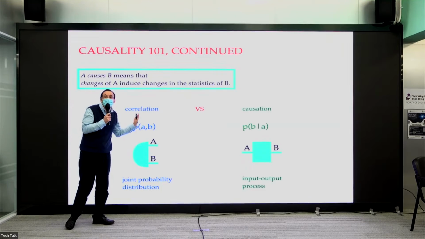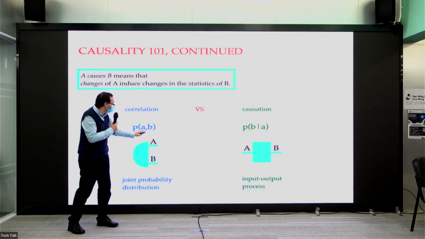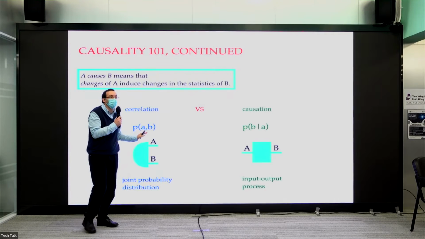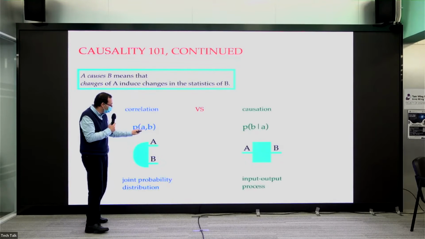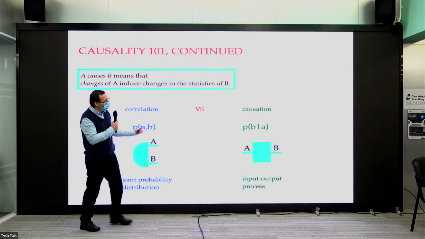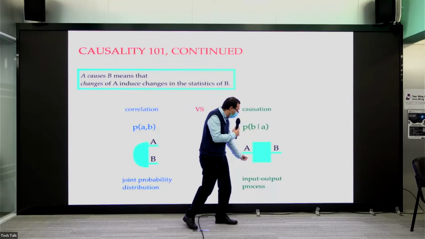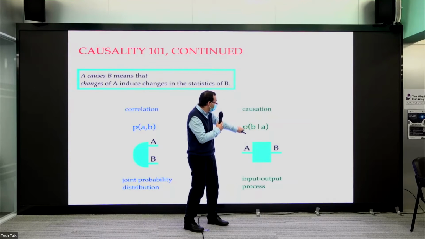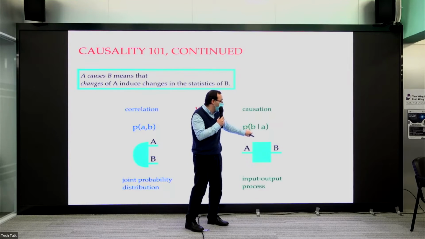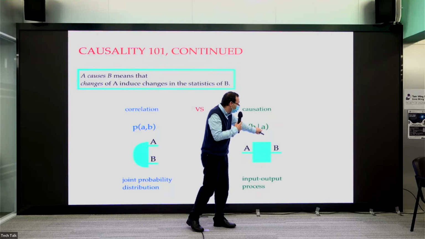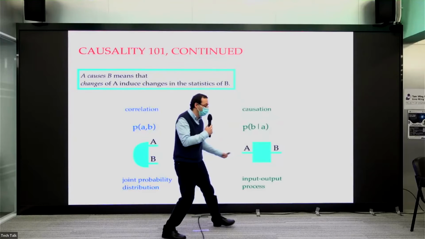When you talk about correlations, you talk about the joint probability distribution of two variables. You just check what is the probability of A and B together. When you talk about causation, you're talking about a process where A is the input and B is the output. So here, this is a conditional probability distribution of B given A. There is no prior probability for A. You just change the value of A depending on your choice.